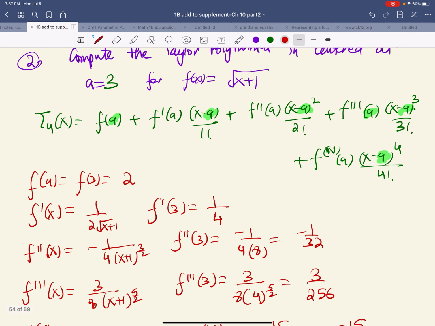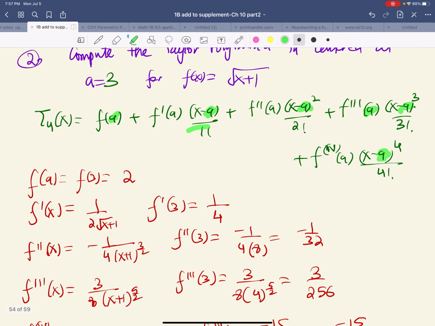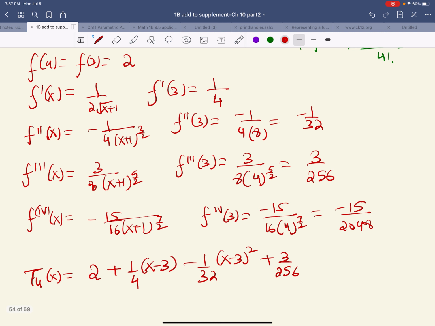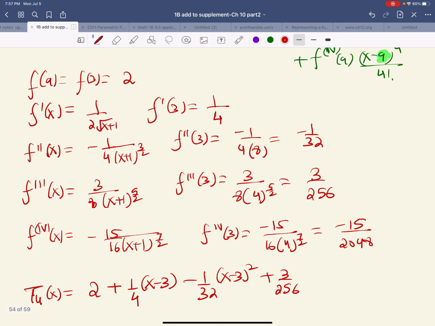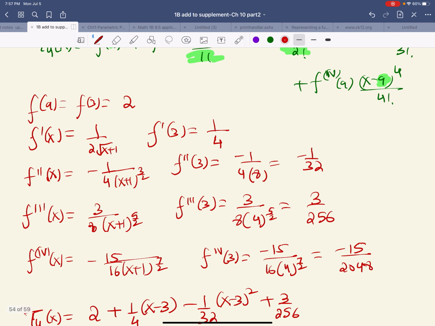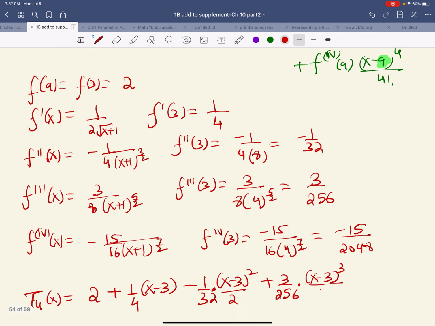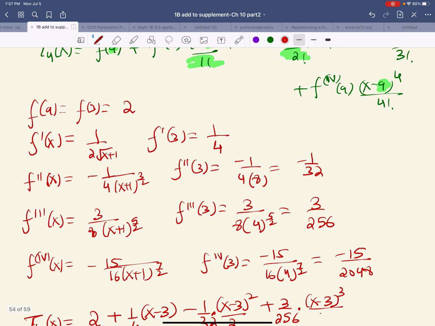Over n factorial also. Don't forget, we also have the n factorials in the denominator. So that's going to be the first term. The second term will have 1 factorial. It doesn't matter. The next term will have a 2 in the denominator as well. So there's also a 2 here. And the third term will have an x minus 3 to the third power over 3 factorial, which is equal to 6.